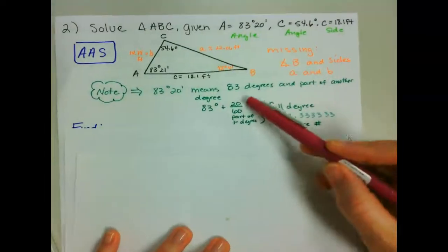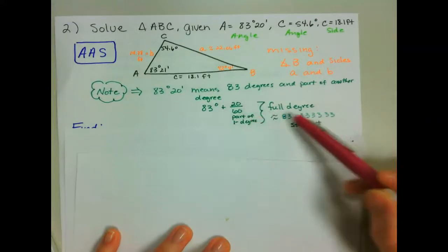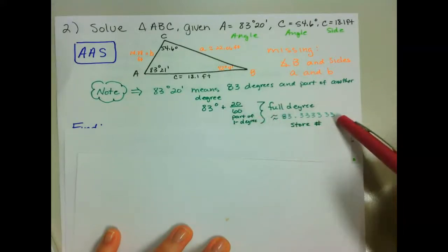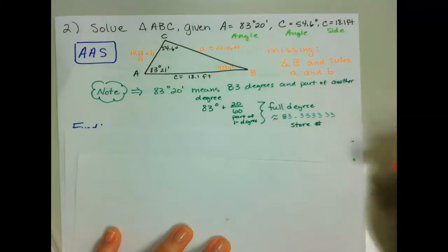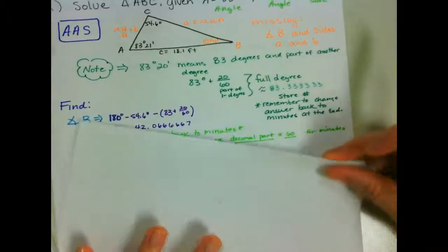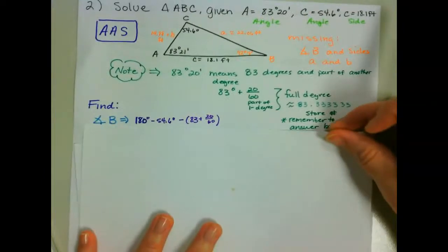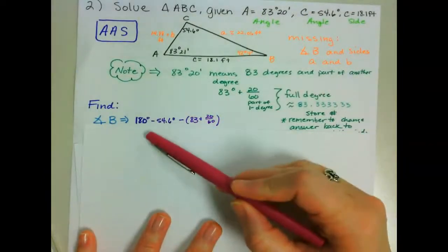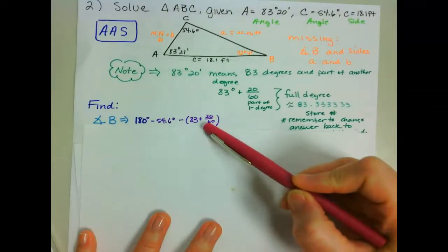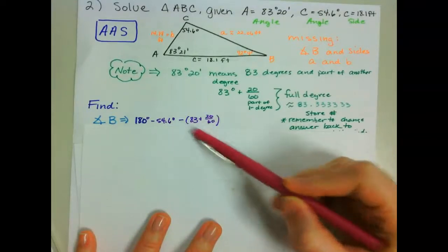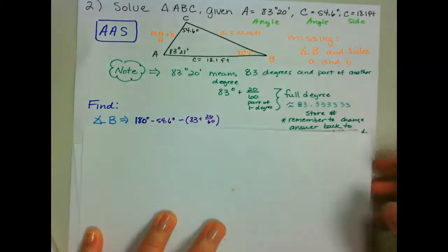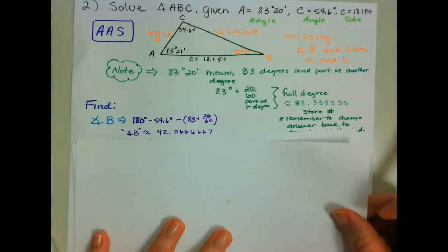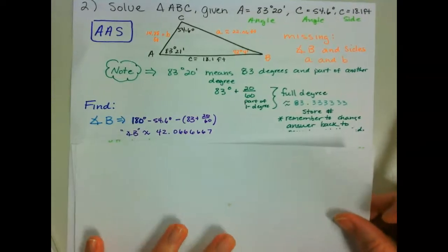Okay, so if we take that 20 over 60 and divide that out, then that's the fraction of the full degree. Maybe you would store that if you needed that information for something else on the paper. So if you are completing angle B, you take 180 minus the given angles, either written like this or as I'll show you how to handle in the calculator momentarily. And then we get angle B is approximately 42.00667.